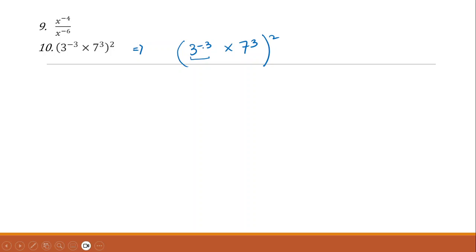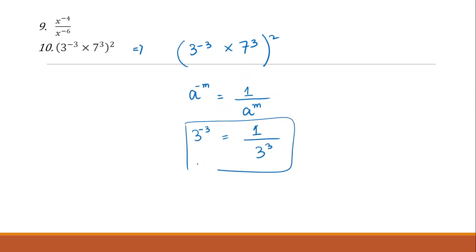The exponent is negative. Whenever you have a negative exponent, let's say a to the power negative m, you can write it as 1 over a, taking the reciprocal of a, and make the negative exponent positive. So a to the power negative m will become 1 over a to the power positive m. So if you have 3 to the power negative 3, it will become 1 divided by 3 to the power positive 3. So this is the thing.